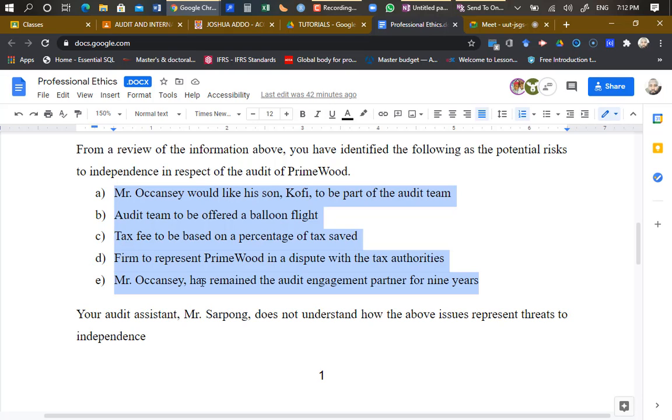Please, we are listening to you. The dad wants his son to be part of the audit team. Yes, and in the first place, Mr. Kansi is part of the engagement partnership. So allowing his son to be part of the auditing will result in familiarity. Even though there is a close relationship that could also lead to a self-interest threat, as she said earlier, because his dad is part of the engagement partnership, I think we can also look at this from the viewpoint of familiarity.